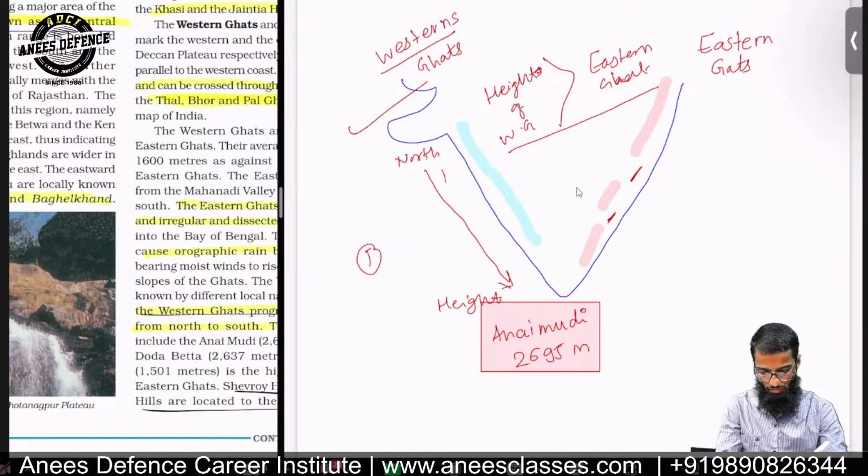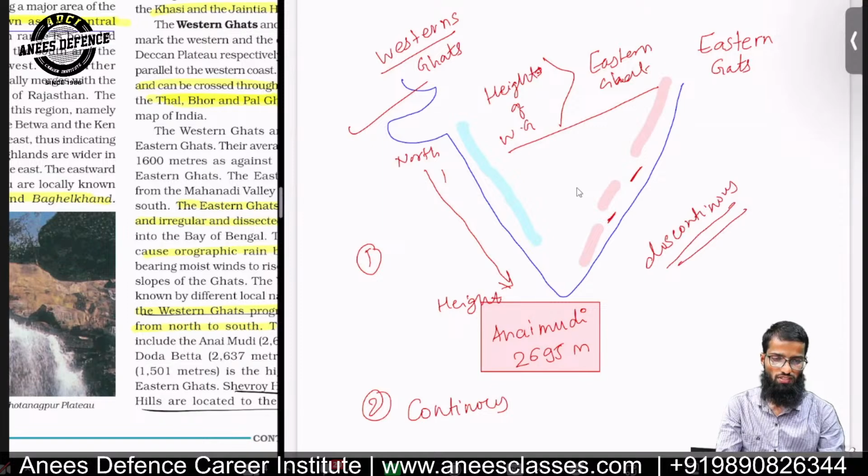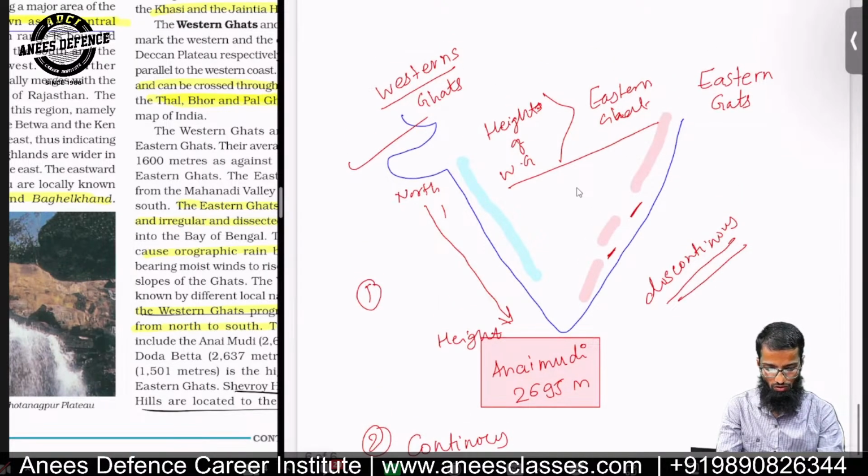And the Western Ghats are more continuous. The second thing is that they are continuous, while these are discontinuous. This type of question can be asked in the exam. And you know what type of soil is there? I will also talk about soil from here only, so that it will be covered.